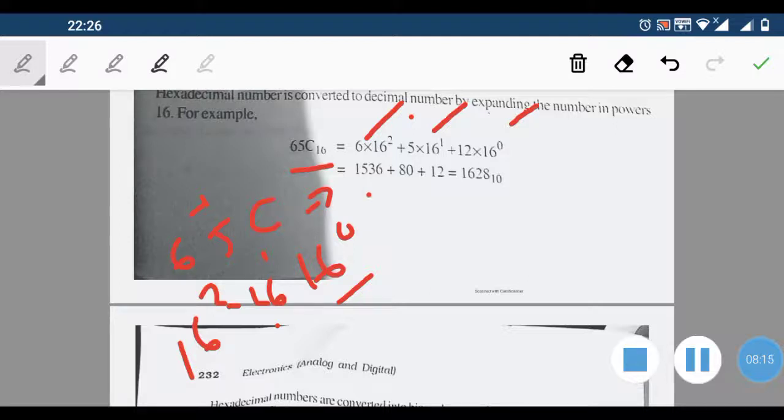So the first value corresponds to 1536, the second one corresponds to 80, and the third one corresponds to 12, since 16 raised to 0 is 1. So the total value is equal to 1628. So by using this method, you can convert any hexadecimal number into its corresponding decimal number.